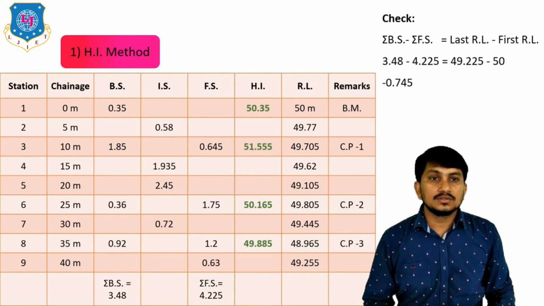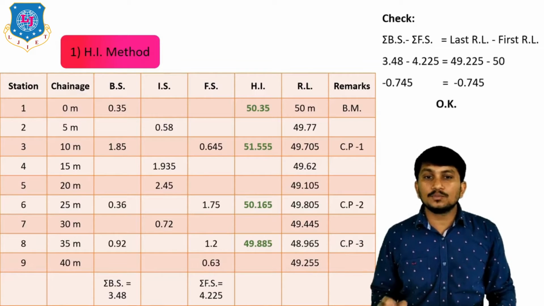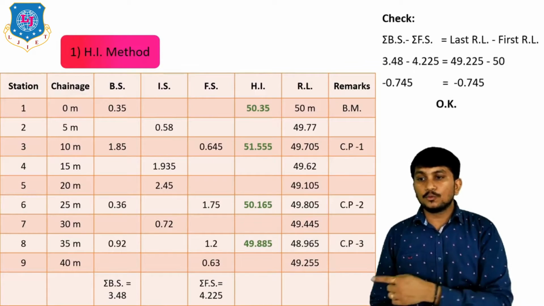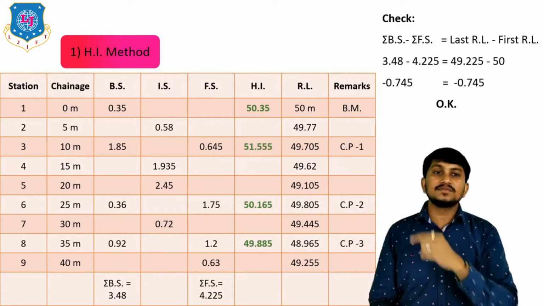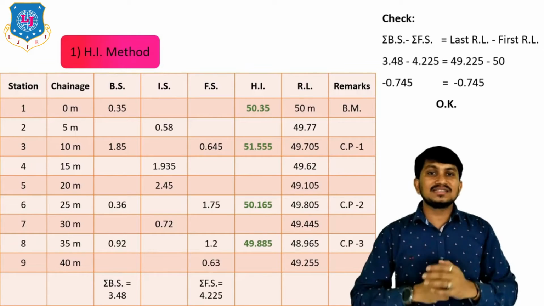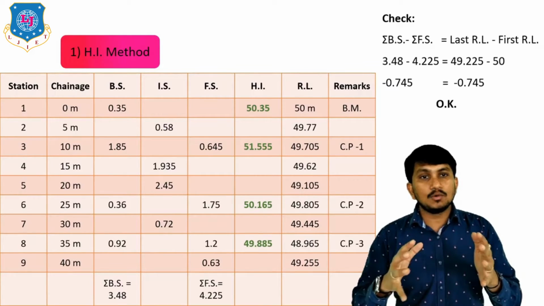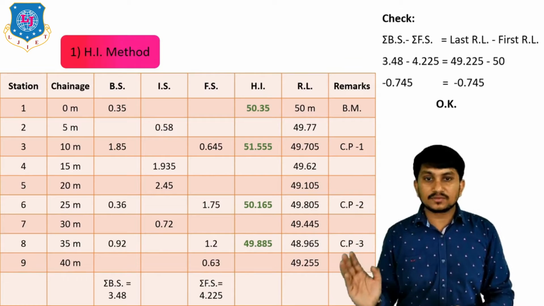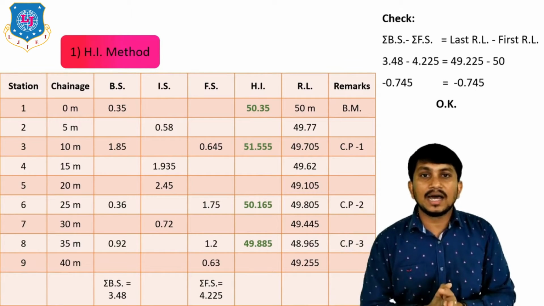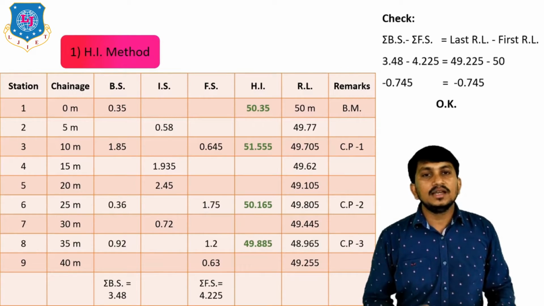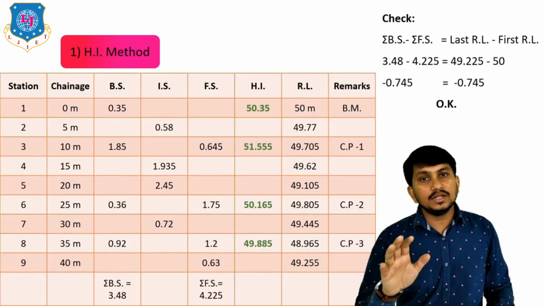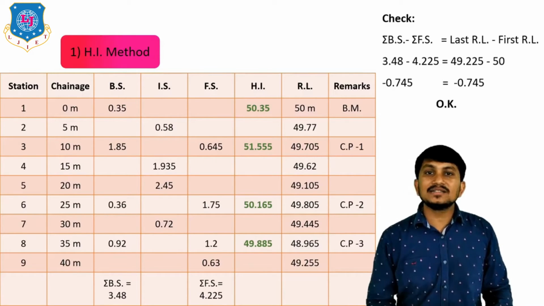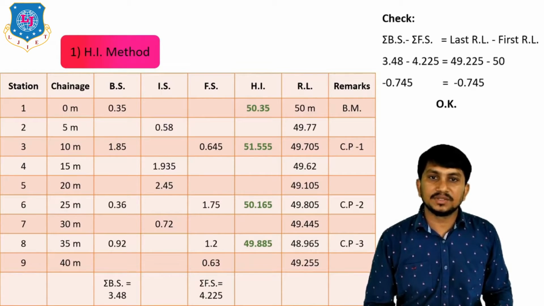So 3.48 minus 4.225 should be equal to 49.255 minus 50 meter. Here the values are similar, so the check is okay, and the readings which we have just calculated are the correct ones. Okay, this is how we can calculate and check the readings of RL using HI method.